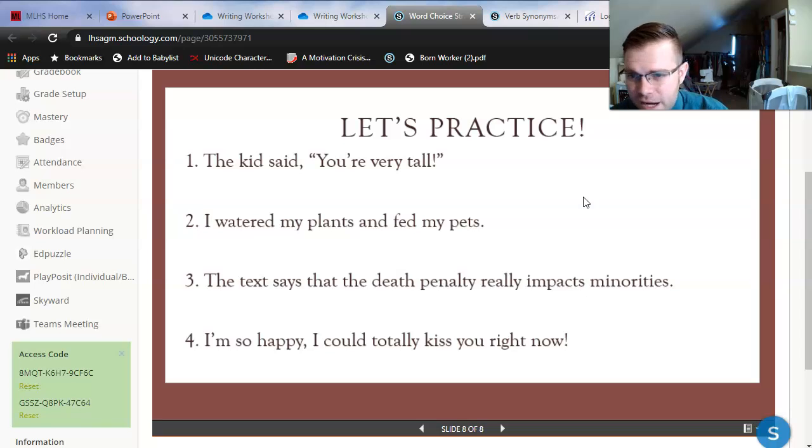Number 2. I watered my plants and fed my pets. Now this one just has a couple of weak nouns in it, right? We need some specificity here. Watered and fed are fine, but let's come up with some better nouns. For plants, what kind of plants do I want to water here? I like the word hydrangea, right? I watered my hydrangeas, or hydrangeas, however you want to pronounce it. It's a type of flower. I just like the sound of that word.